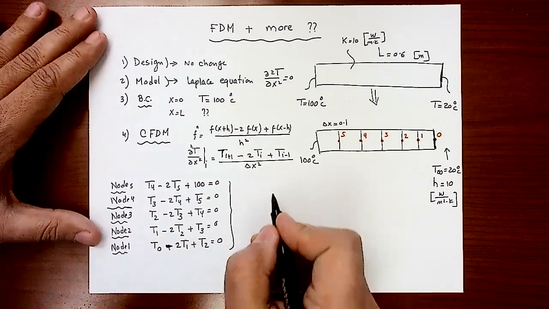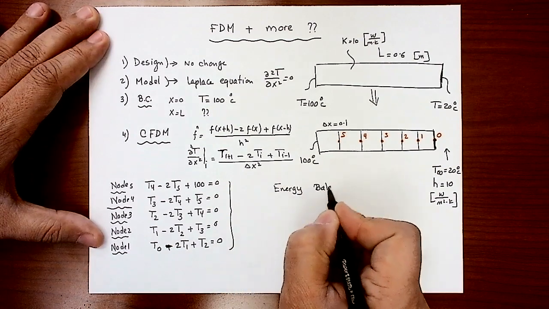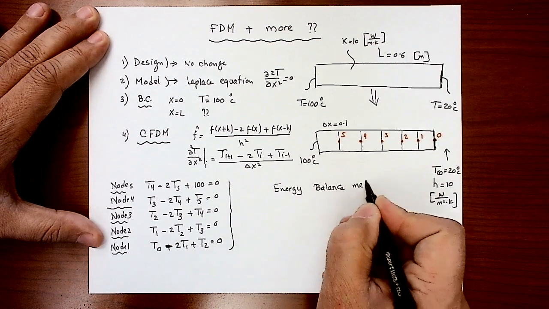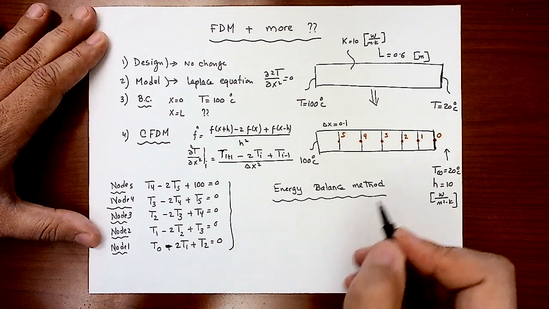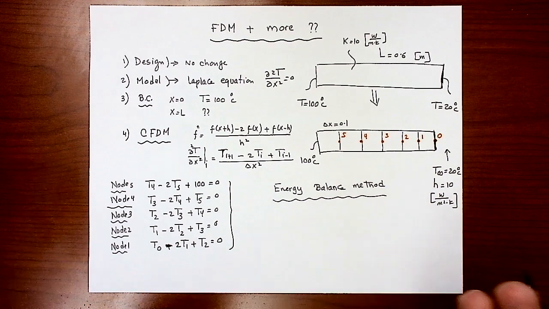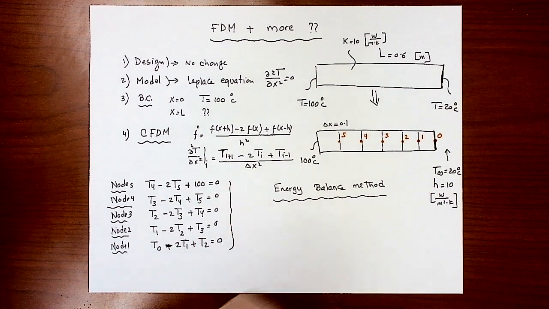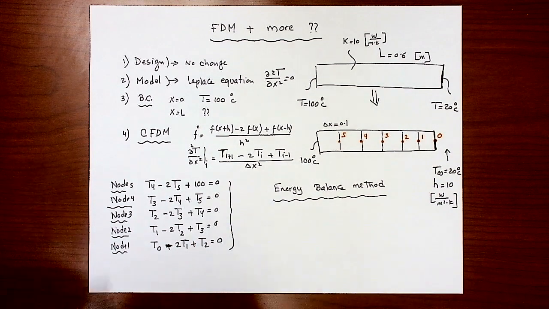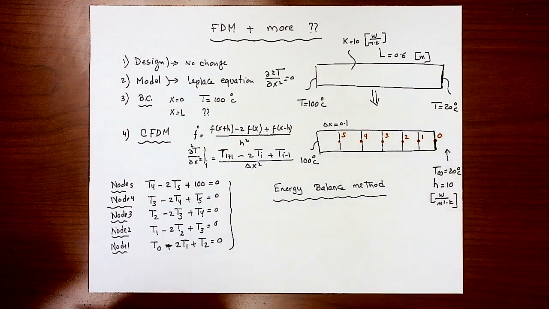It's called the energy balance method. Sometimes it's a very helpful method to get you an extra equation for a node. And by the way, the results you are getting from the energy balance method should be very consistent with what we are doing here. But let's explain what the energy balance method looks like and how you apply that to get an extra equation for node number 0.